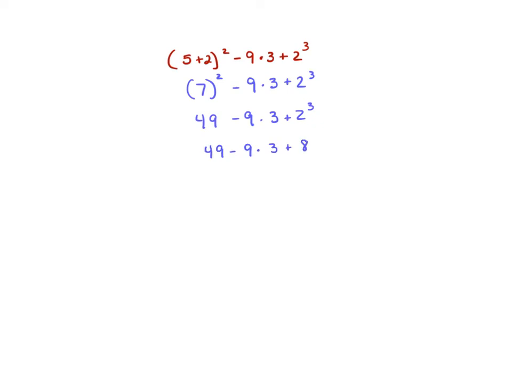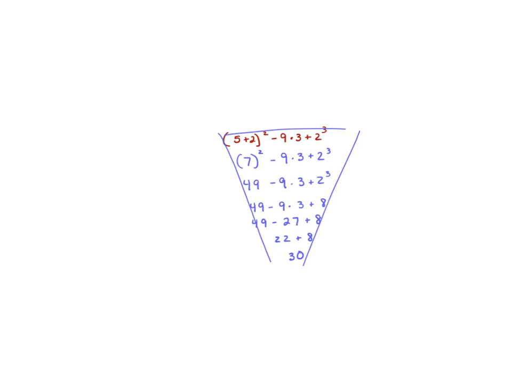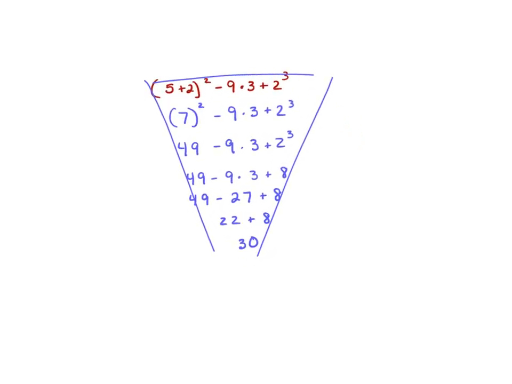2 times 2 is 4 times 2 is 8. Next, I'm going to deal with this multiplication. 3 times 9 or 9 times 3 is 27. Working left to right, I just have to do a little subtraction problem. 49 minus 27, which is 22. And lastly, my addition. Again, you'll note that inverted triangular shape as I simplify my problem.